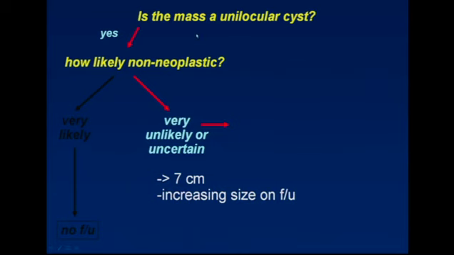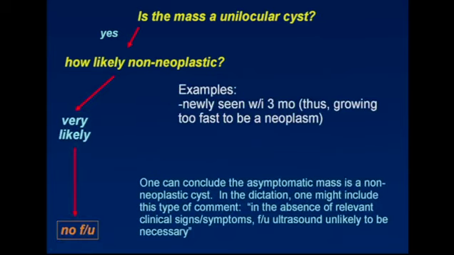So in this algorithm, if we've decided that the cyst is unilocular, simple, and we've decided that it's unlikely to be a non-neoplastic cyst because it's increasing in size on follow-up, or because it's over 7 centimeters in size, we'll take action on that, and I'll be talking about that a little bit later in this lecture. But in many cases, the cyst will be one that we very likely will predict that it's a non-neoplastic cyst, and one that we don't even want follow-up on.